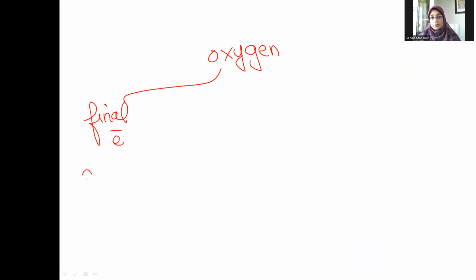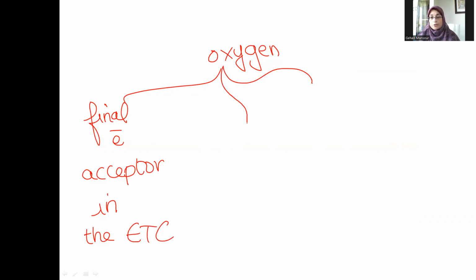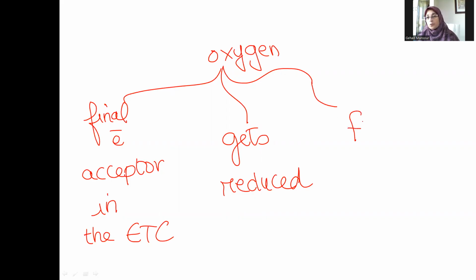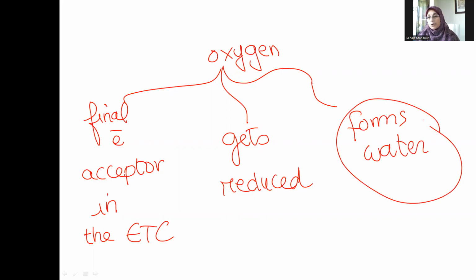So again, to summarize, okay? So here we have oxygen. Oxygen is the final electron acceptor in the electron transfer chain. Oxygen gets reduced at the end of the electron transport chain, and oxygen reacts with hydrogen to form water. So the water that is formed is nothing but reduced oxygen, okay?